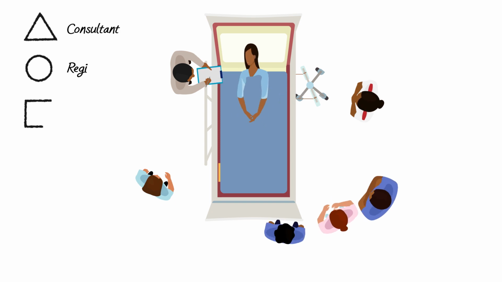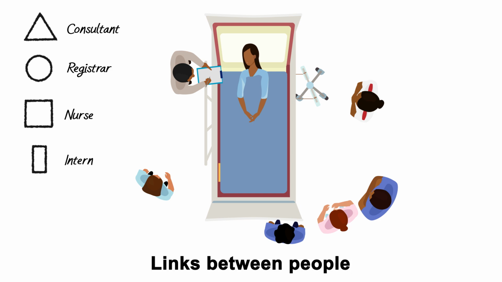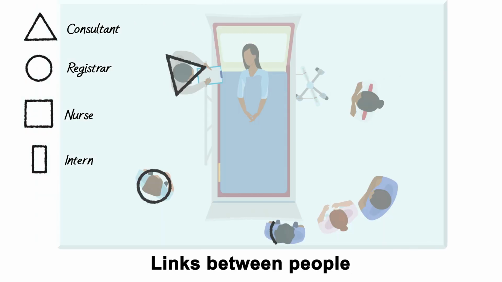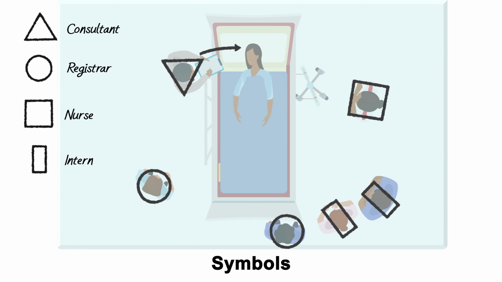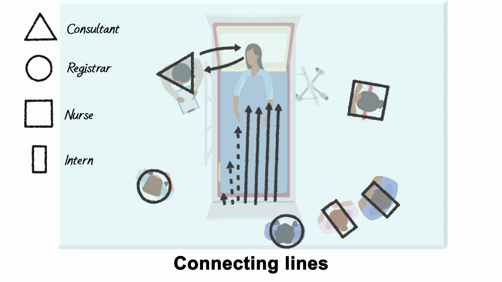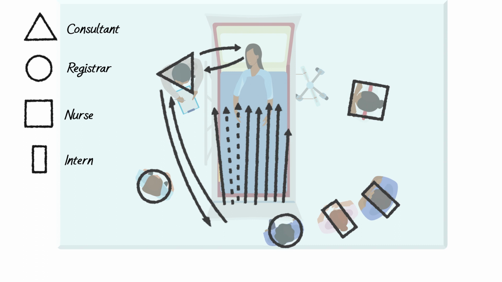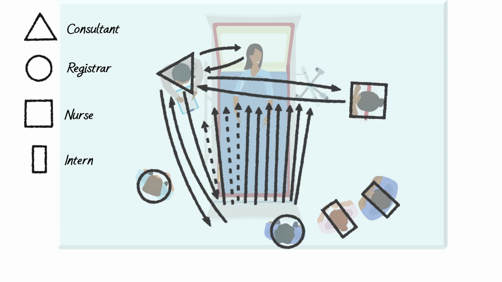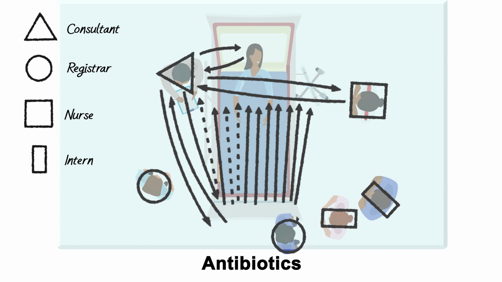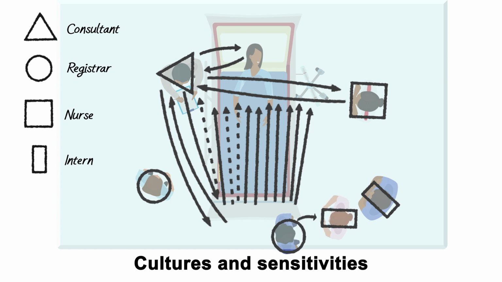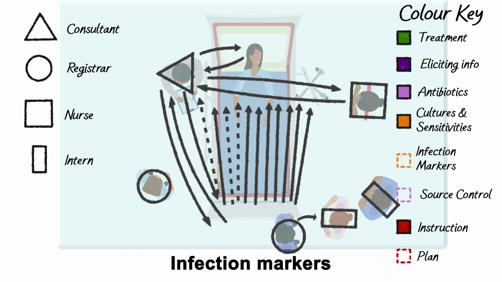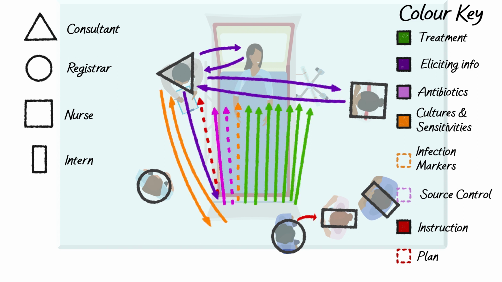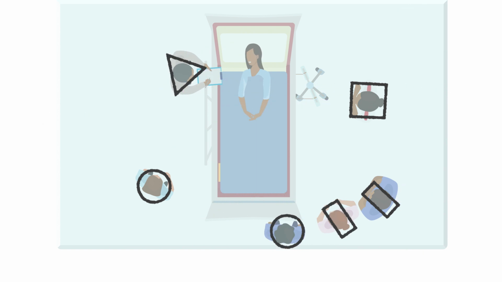Sociograms are visual representations of links or relationships between people. Individuals are represented using symbols, and the relationships are shown using connecting lines. Recording communication in real time, we identified communication themes relevant to infection management, such as antibiotic use, cultures and sensitivities, and key infection markers. Assigned symbols and colored arrows indicated who was talking to whom and about what.